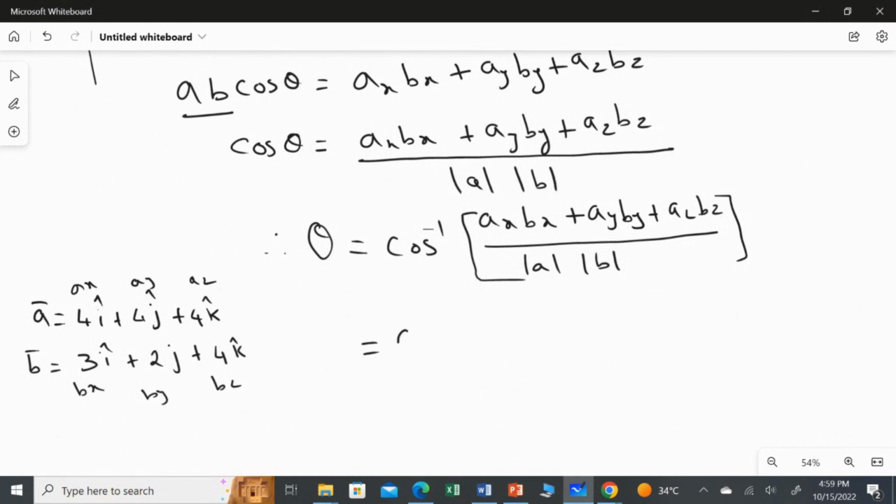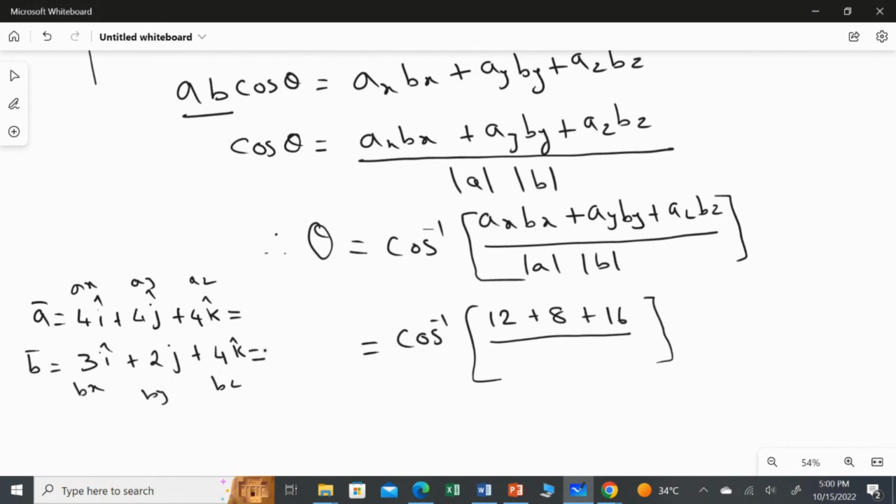So by that, what will be your answer? Cosine inverse of 4 multiplied by 3, 12. i multiplied by i, which gives you 1. So 12 multiplied by 1 is 12, plus 4 multiplied by 2 is 8. Again, j multiplied by j gives you 1, plus 4 multiplied by 4 is 16. Again, k multiplied by k is 1, divided by the magnitude, which we have to find.